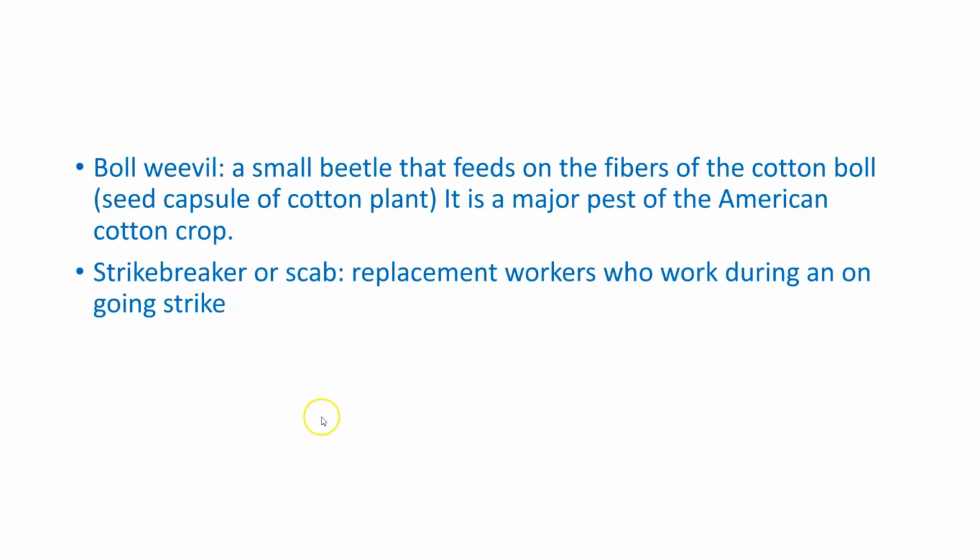A couple vocabulary words that will come up in the paintings. The boll weevil, which is a small beetle that feeds on the fibers of the cotton boll, and it ruined much of America's cotton crop at times throughout history. And a strike breaker or a scab is a replacement worker who works during an ongoing strike.